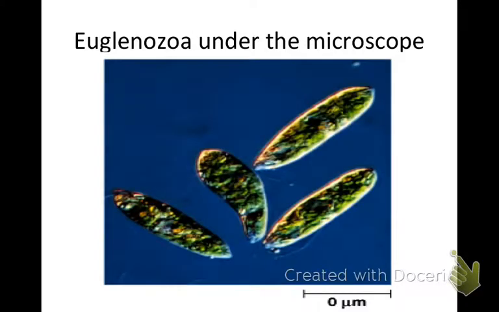So euglenas under a microscope, they're really bright, pretty green. You can see their flagellas. They look like those really thin, wispy tails.